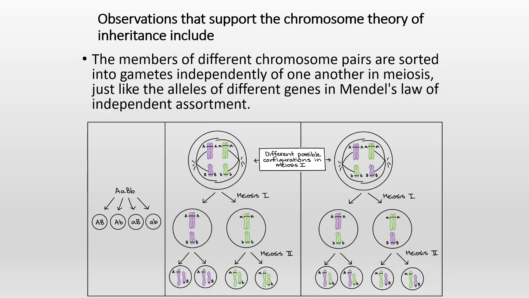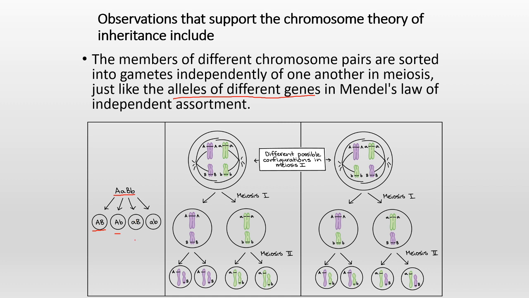Similarly, when we talk about the next law, independent assortment, members of the different chromosome pairs are sorted into gametes independently of one another in meiosis, just like alleles of different genes in Mendel's law of independent assortment. So as you can see here, we have this heterozygous condition, capital A, capital B, small b. So here the capital A can go with capital B. The capital A can also go with small b.